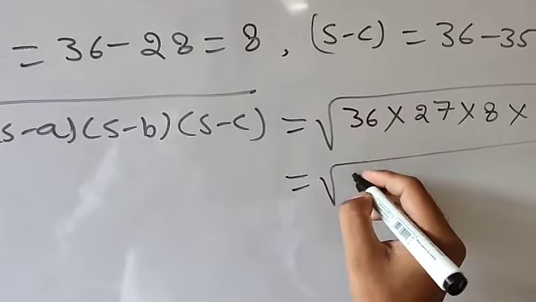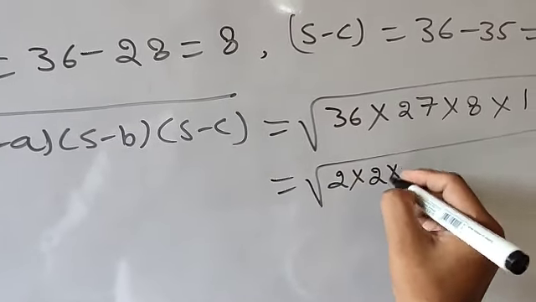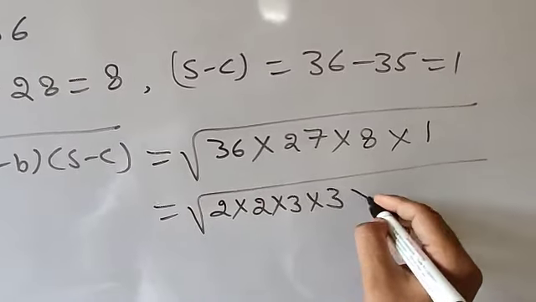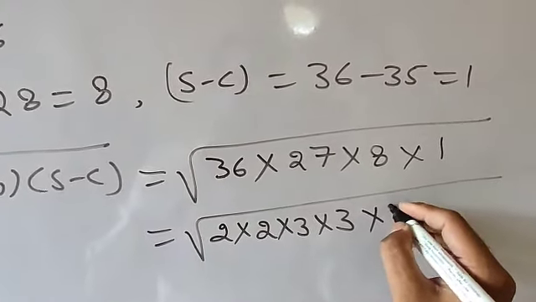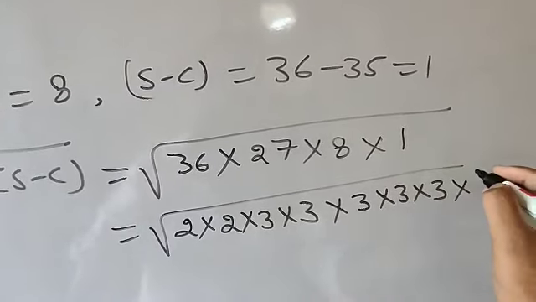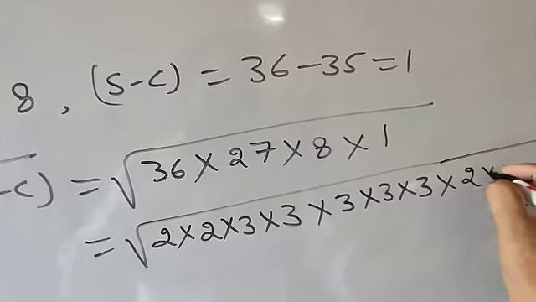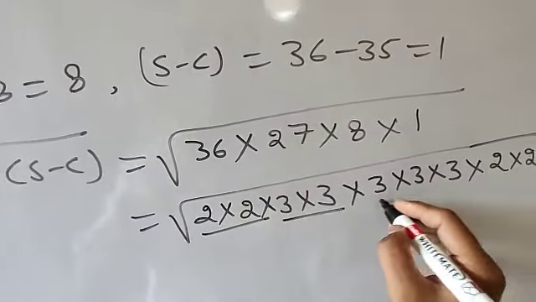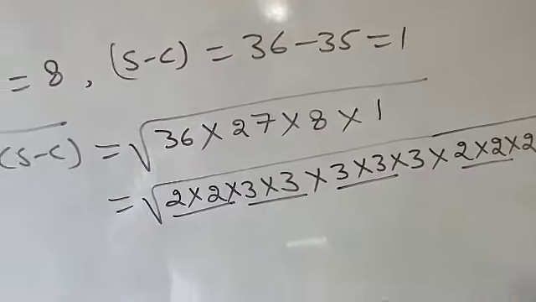So 36 can be written as 2 into 2 into 3 into 3. So those are the factors of 36. The factors of 27 are 3 into 3 into 3. 8 can be written as 2 into 2 into 2. Now make the pairing. 2 is in a pair, 3, 3, 2. So these numbers are in pairs.